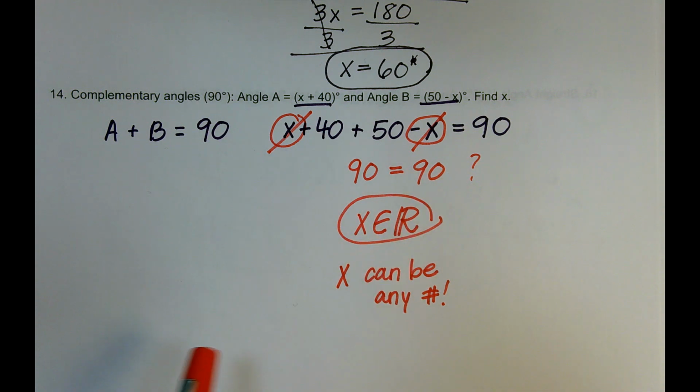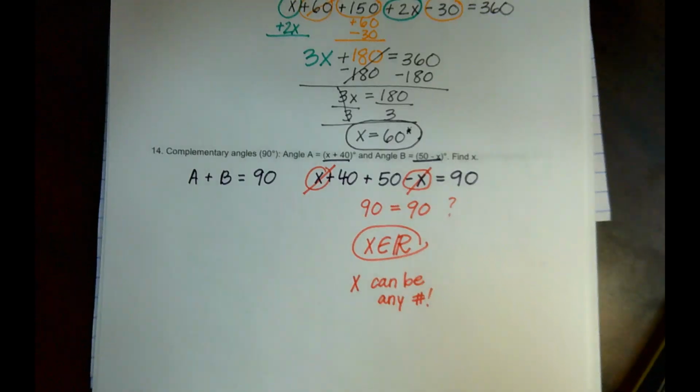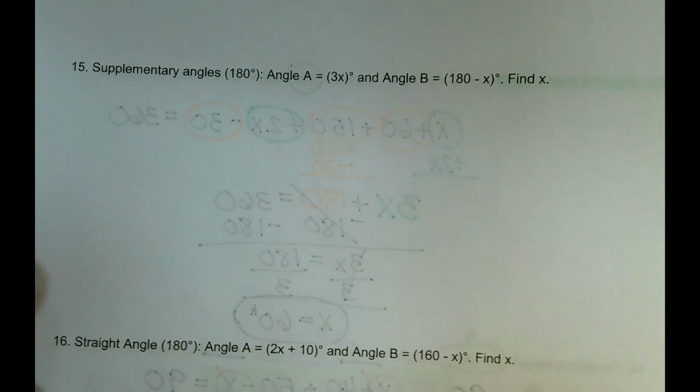Okay, any other numbers on this packet that are jumping out at us? 15 is weird? Okay, let's look at 15. This one does look interesting. So we have, oh, that is really weird. We have supplementary angles, angles that add up to 180 degrees.